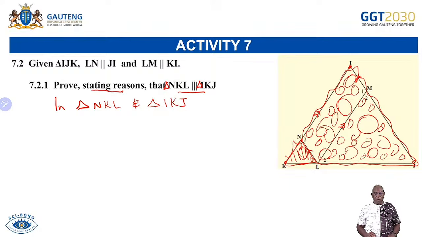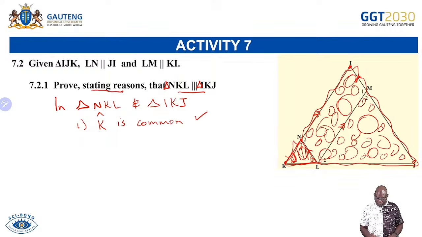Right. What is common here? I can see this angle here appears in the small triangle, and appears in the bigger one. 1 mark out of 3 already. So I'm writing, first thing, angle K is common. 1 mark, done. 1 out of 3. I'm good to go. Number 2. Why did they give us this? It means that I must use it.